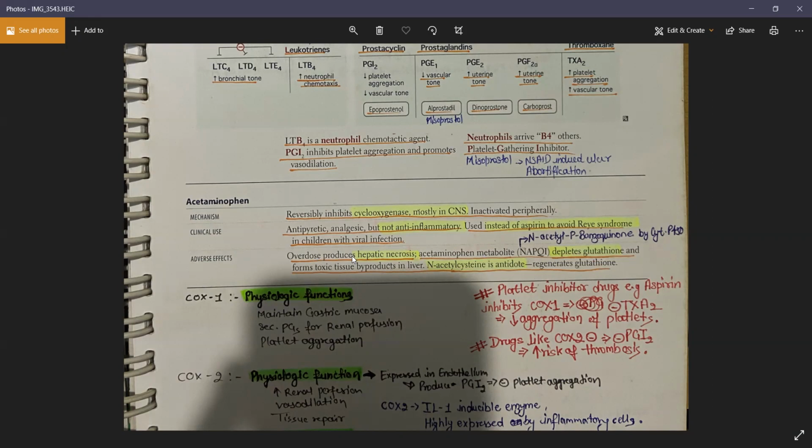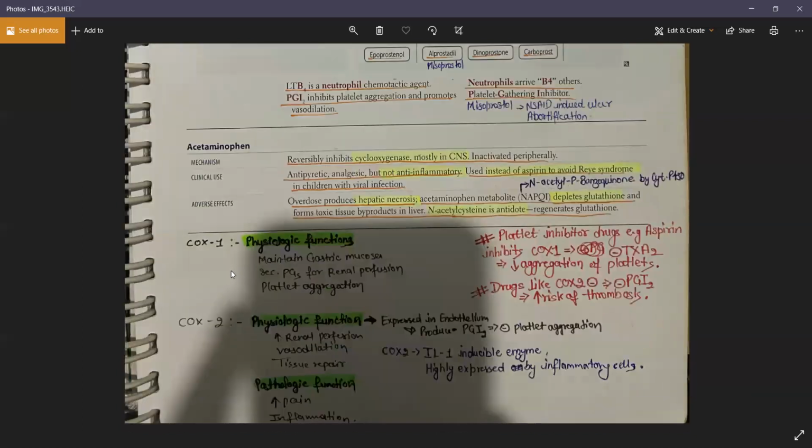Okay, and if I give this agent to a patient who has a history of chronic alcoholism, then even at higher doses, but less than the normal toxic doses, I can get the toxicity in a patient who is on chronic alcohol. Why? Because they will activate the cytochrome P450, and even if a small amount of overdose happens, at subtoxic levels, I can get hepatic necrosis in the alcoholism, right? So you need to be very careful prescribing this acetaminophen in an alcoholic patient. Okay.